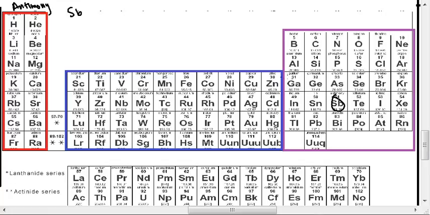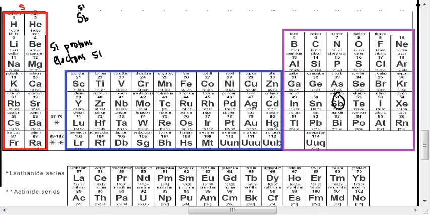So first thing you want to do is take a look at the number, and I just covered up the number, so I apologize for that. Let's see, it's actually 51. Sb is 51. That means that there are 51 protons in here. For now, we are trying to figure out how many electrons, and we're assuming that there are an equal number of protons and electrons because it's a neutral atom. If it falls into this red category over here, it is in the S suborbital.